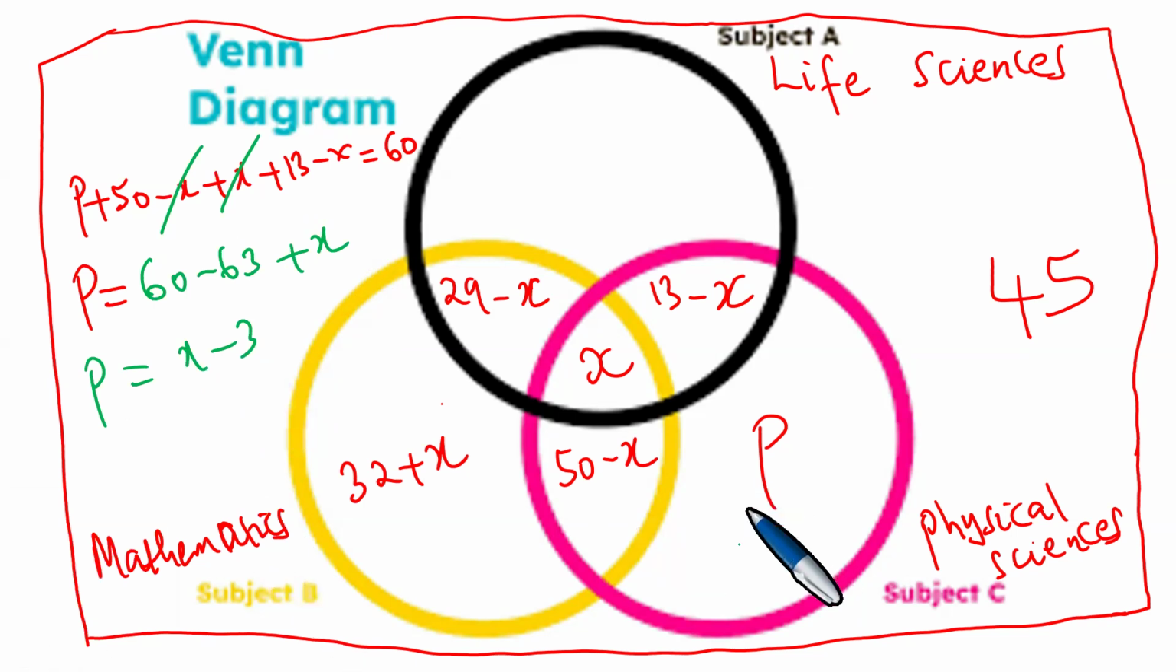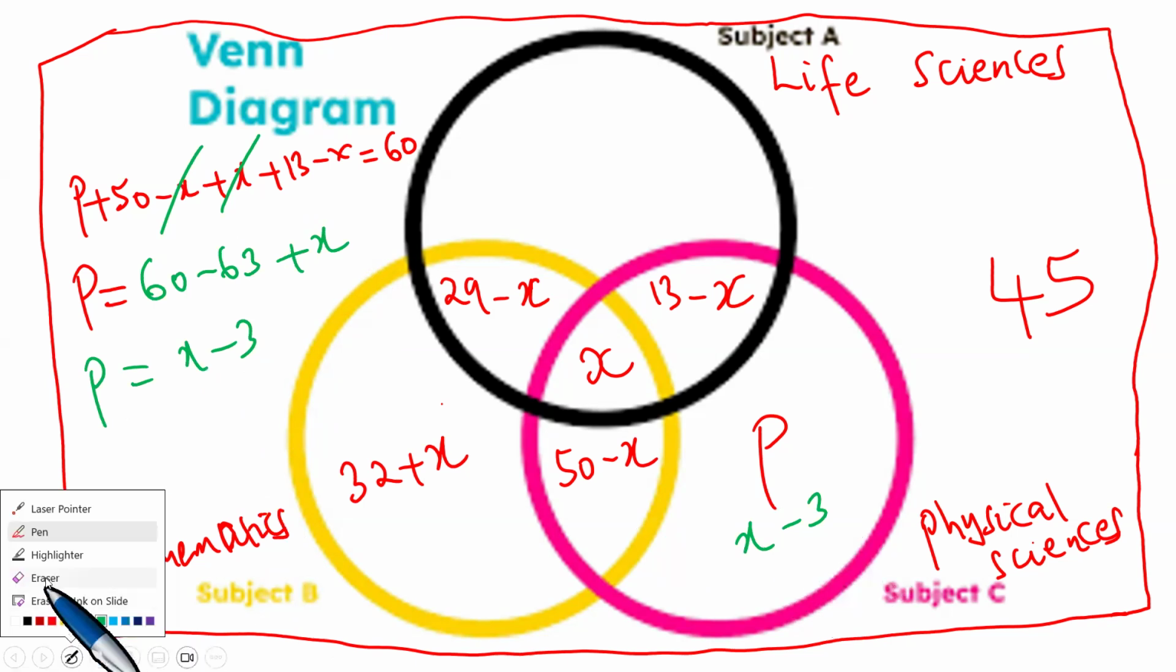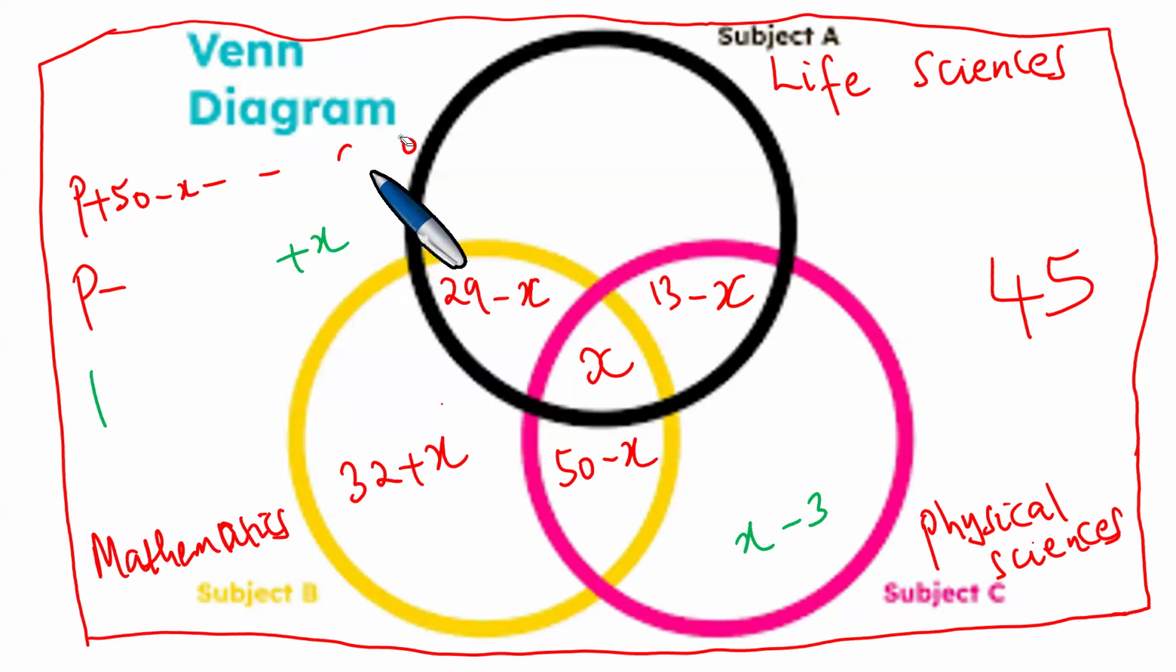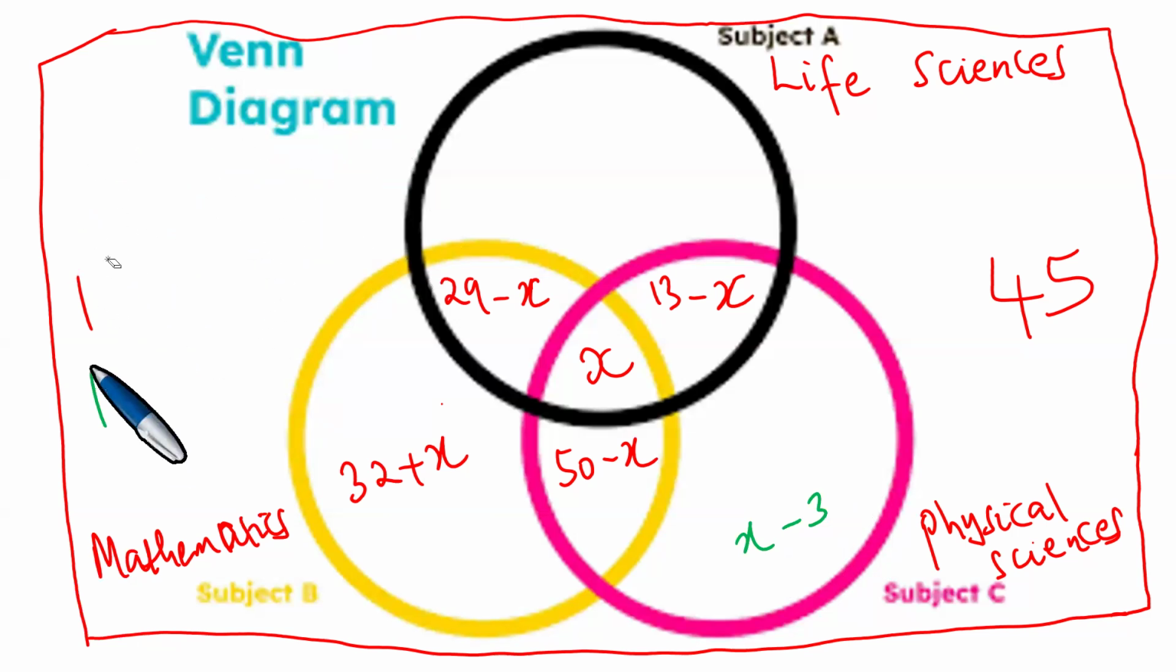Right. So we have P = x minus 3. In other words, x minus 3 students only do physics. They do physics only. Okay, pay attention. We move forward. But now we can remove the P here and we can actually remove the rough work from the Venn diagram because now it has served its purpose and we continue.